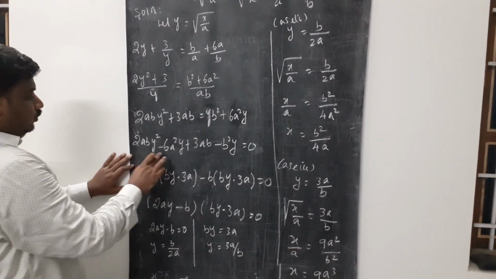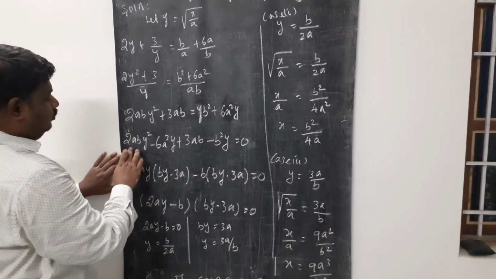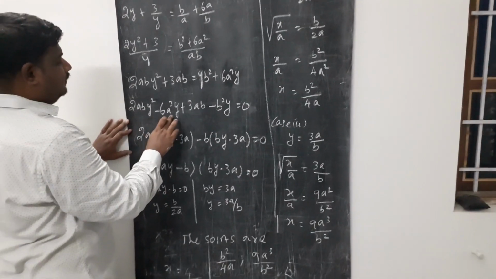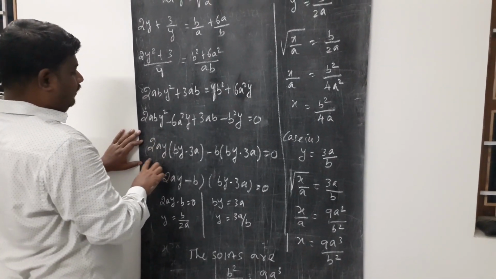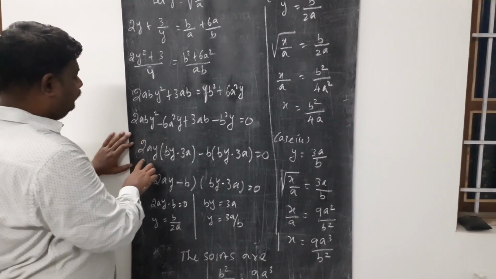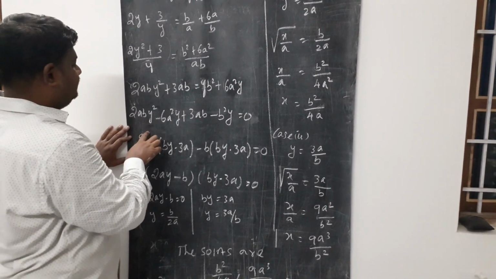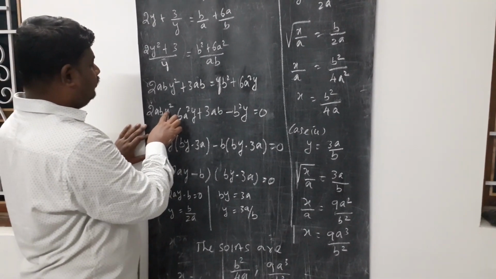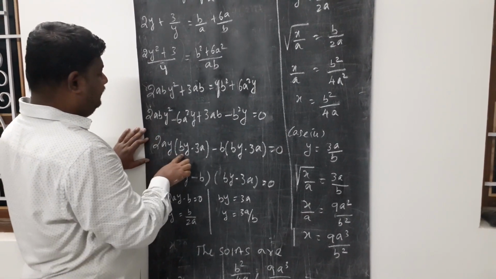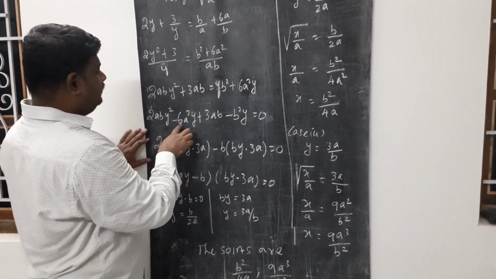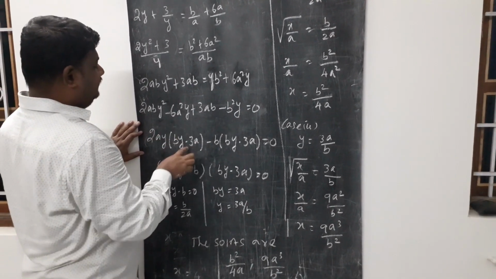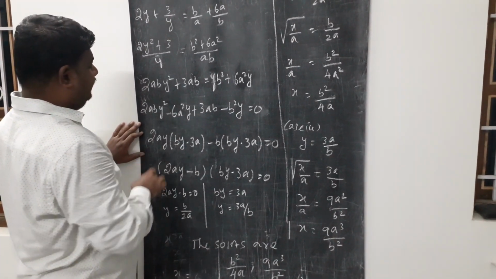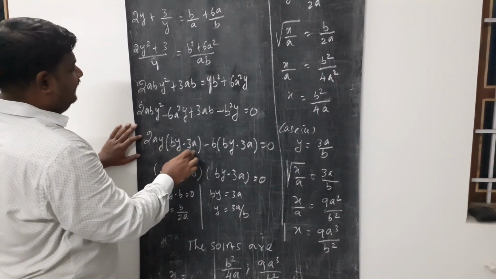Here 2 is common, a is common, y is common. So I am taking 2ay as common in the first two terms. Remaining is b y, so we get by minus 3a. Therefore 2ay common, we get by minus 3a.